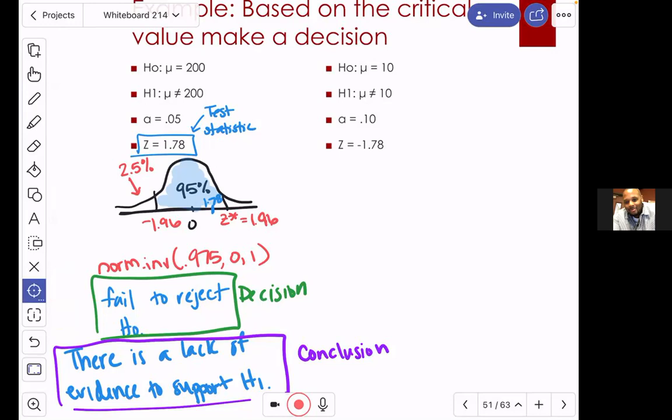The conclusion is always made with respect to H1. So you decide with respect to H0, you conclude with respect to H1. So, another example.